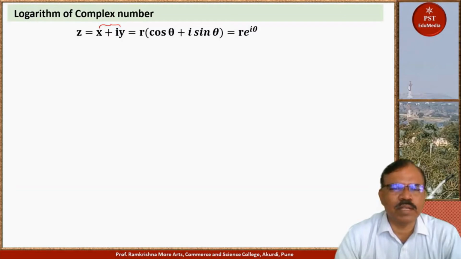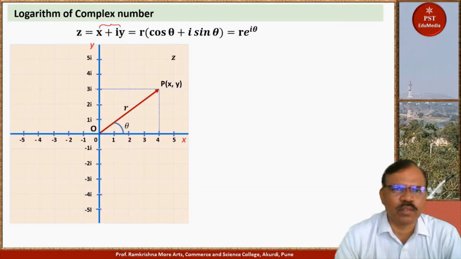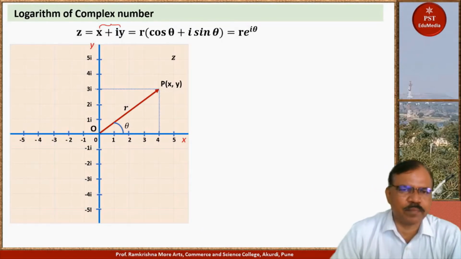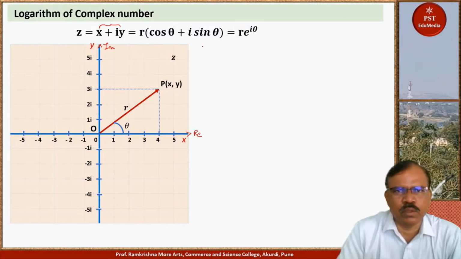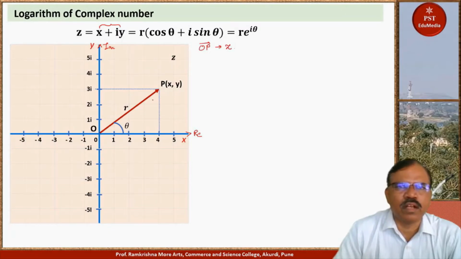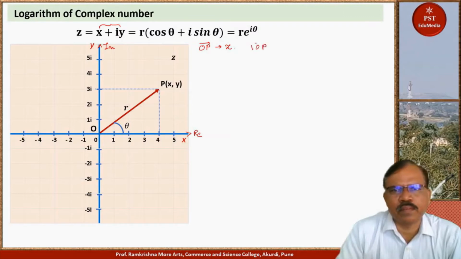To convert complex number into polar form, we plot complex number on z plane, that is on Argand diagram. So here this axis is real axis and this axis is imaginary axis. And complex number z, that is x plus iy, is represented by vector OP. So vector OP represents complex number z. Now magnitude of OP is modulus of complex number and that is equal to R.